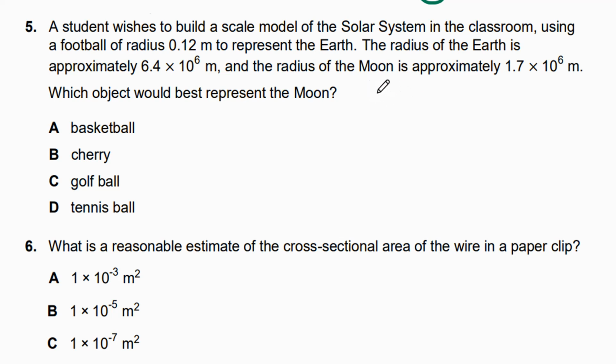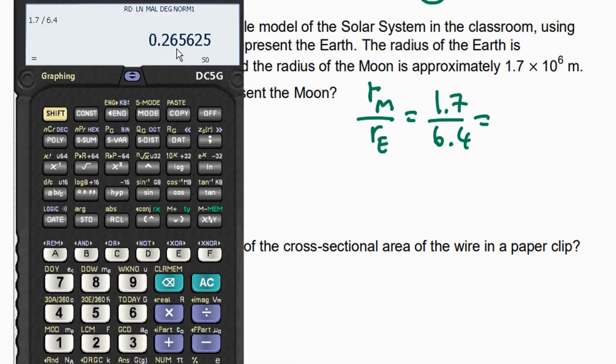We can start by finding this ratio, the ratio of the radius of the Moon to the radius of the Earth. And that's going to be 1.7 divided by 6.4. We can ignore the 10 to the 6 because that would cancel anyway. This we can do on a calculator, and it's 0.265625.